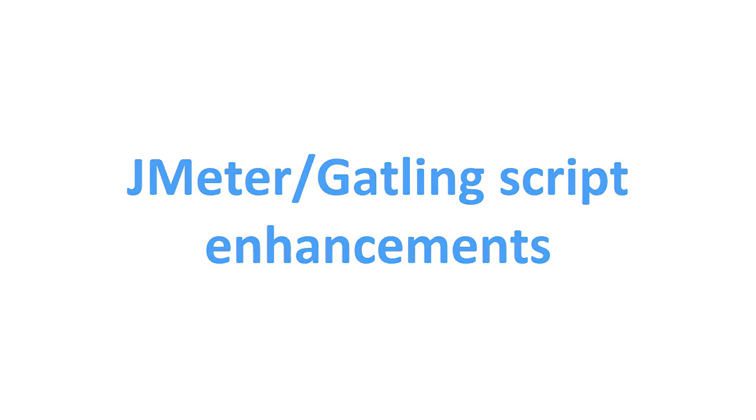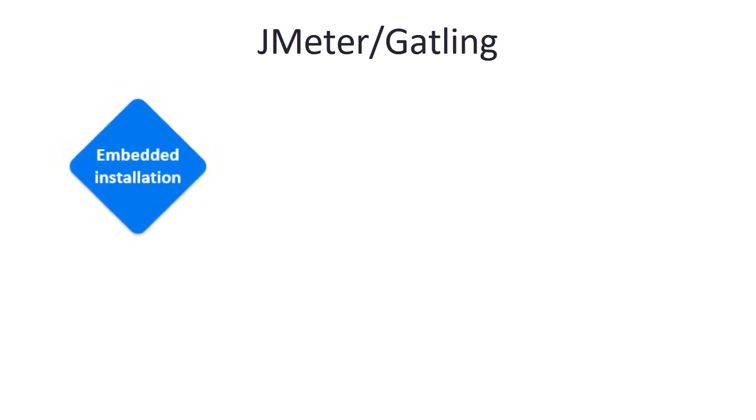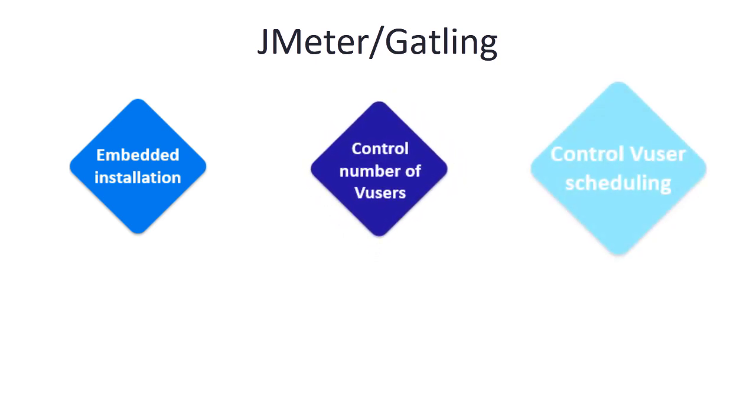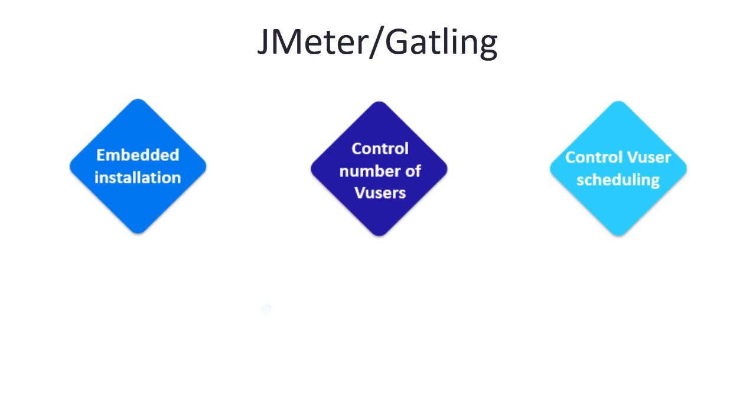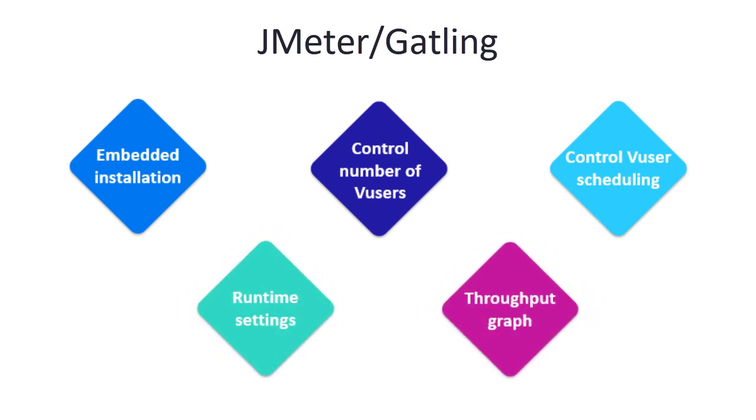There's a lot of great new functionality in the JMeter and Gatling integrations. You can run tests with the embedded JMeter or Gatling installation with no additional installation required, control the number of users and their scheduling during a test run, add additional runtime settings, and view results in the throughput graph.